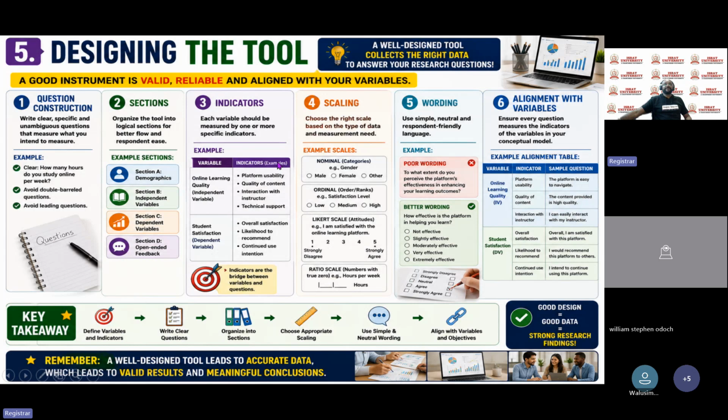In demographics, for gender, we can give this categorical scale: male, female. Nowadays we add other. Then if you check for satisfaction, you can use a satisfaction level: low, medium, and high. Or you can use a Likert scale, where 1 represents strongly disagree and 5 represents strongly agree.